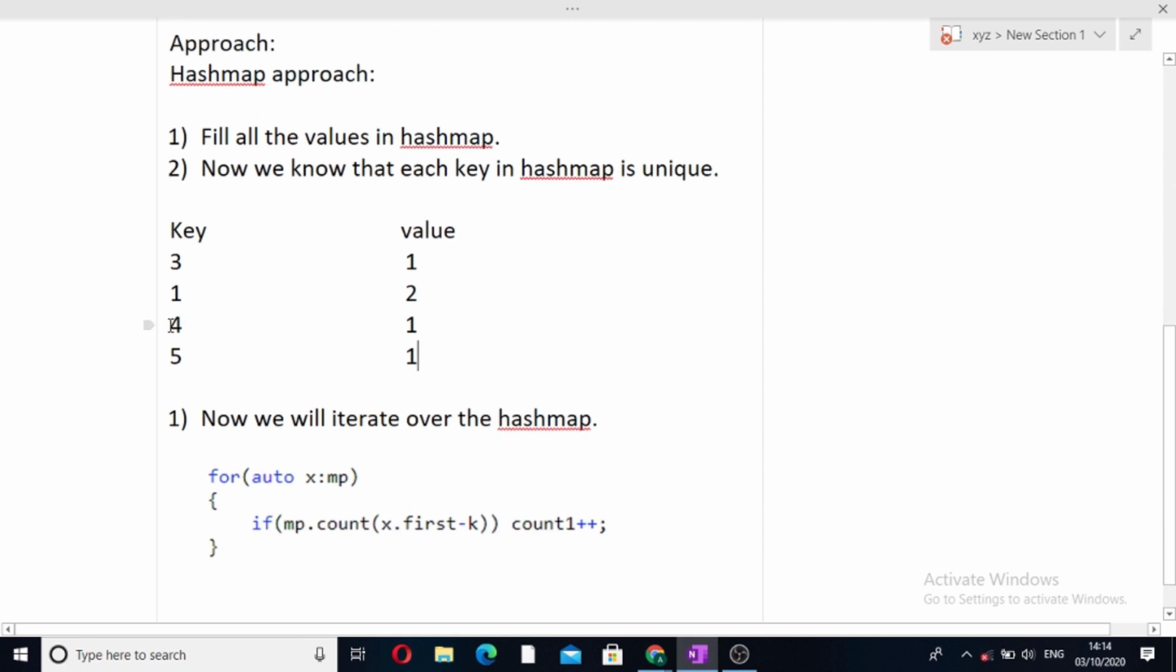Now we are at 4, and we check whether 4 minus 2 equal to 2 is present in the hash map or not. So we can see that it is not present. And we can also see whether 5 minus 2, that is 3, is present in the hash map or not. So yes, 5 minus 2 is present in the hash map. So our count will increment. So in the end we can find the two unique pairs, that is 3 1 and 5 3. So our answer will come out to be 2.